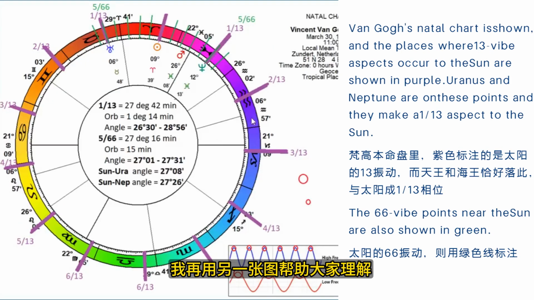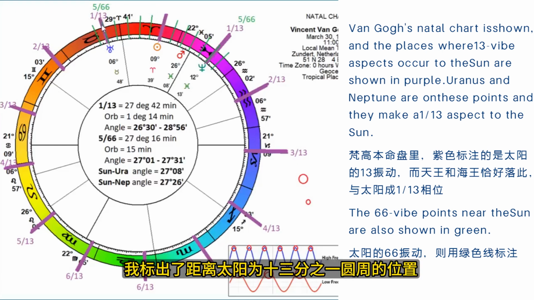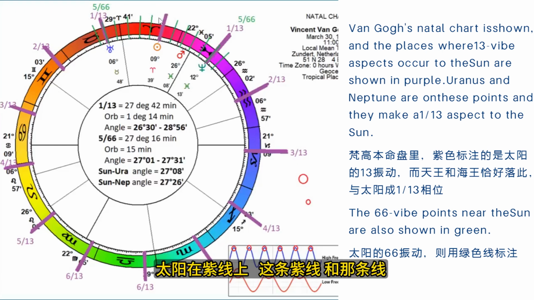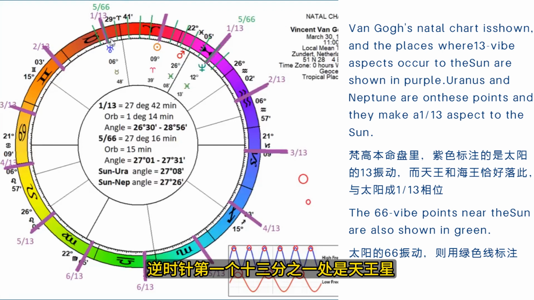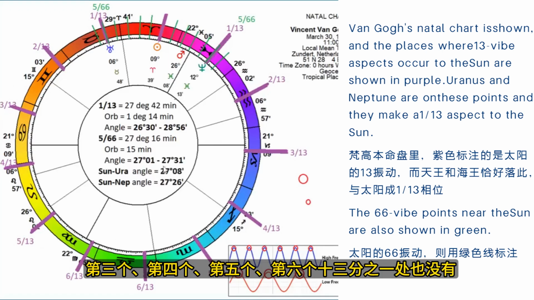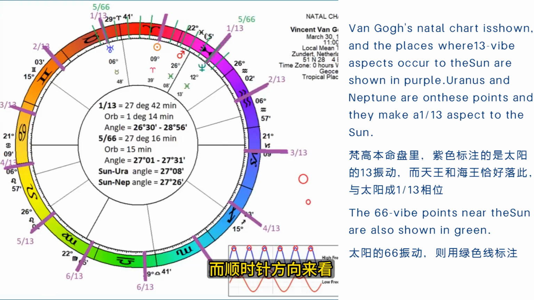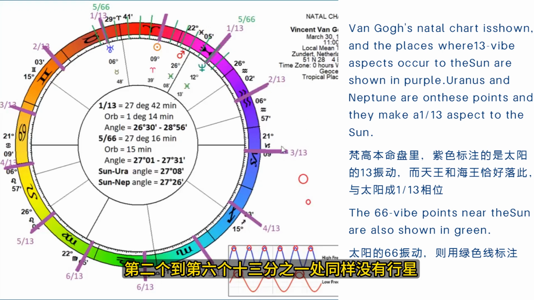And here's another image to help you understand this. What I've done here is I've put a purple line where the sun is, and I'm showing the points that are 13ths. Sun, this purple to this purple line, is 1/13th. So going to the left, that's counterclockwise from the sun. Uranus is 1/13th, that purple line. This would be 2/13ths, no planet there. 3/13ths, 4, 5, 6/13ths, and also going 6/13ths the opposite direction. If I go to the right, 1/13th, there's Neptune. And 2/13ths, 3, 4, 5, and 6/13ths in both directions.